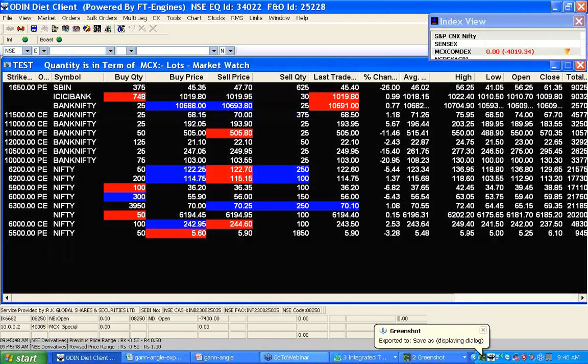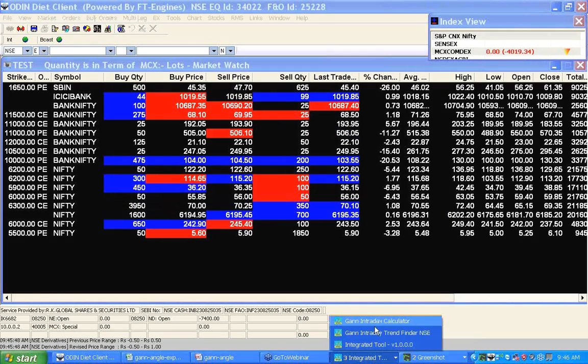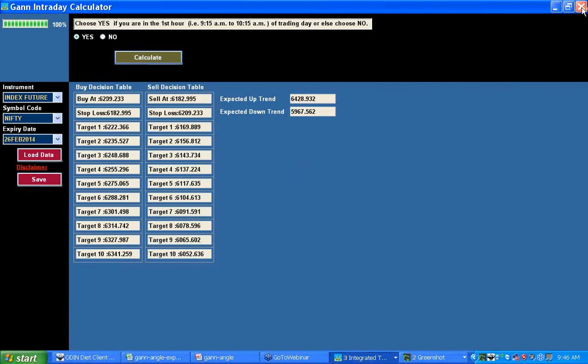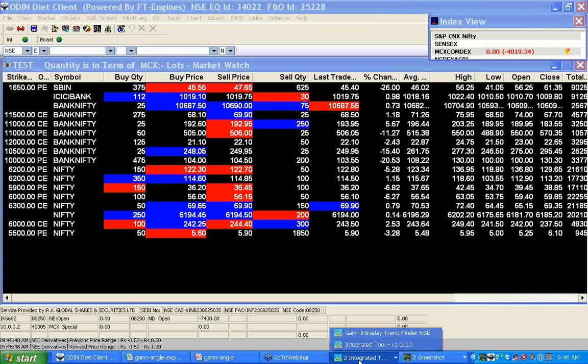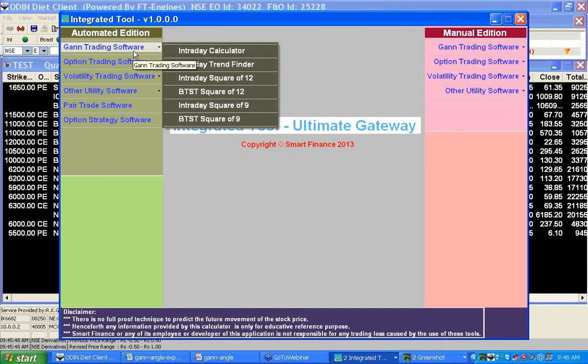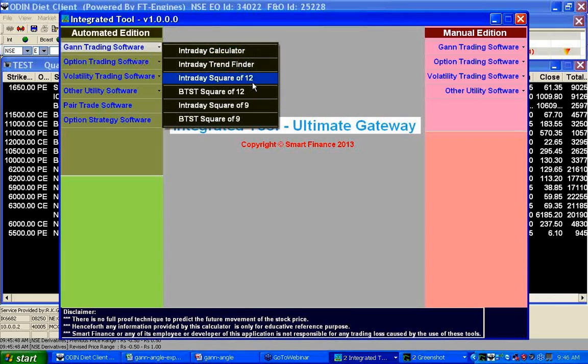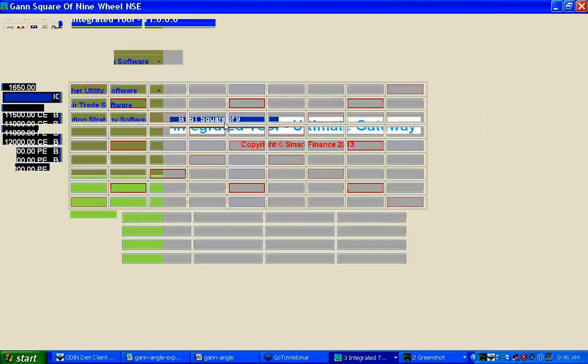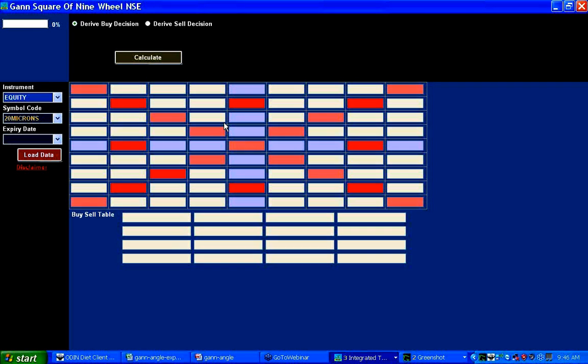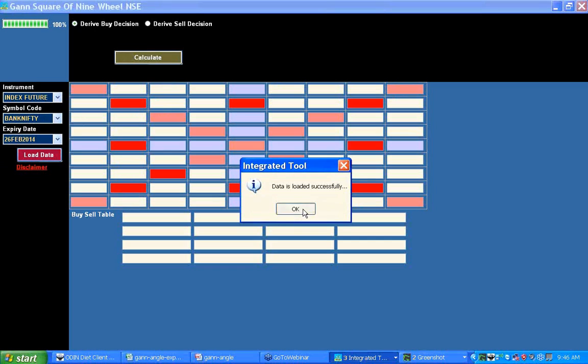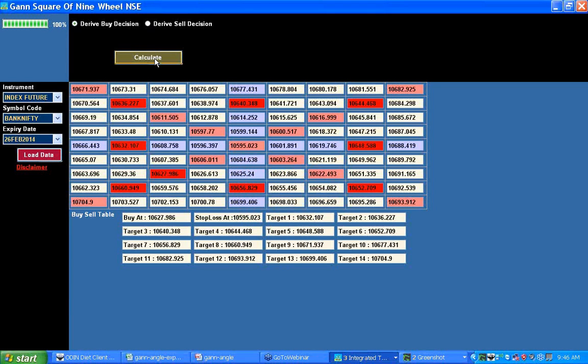At the day end, there are two parts you have seen: one is with respect to your trend, another is with respect to your trade. Similarly, it also uses many other principles. For BTST also you can take the Square of 9 principle. Suppose you want to buy index futures for BTST purposes and need to derive the buy decision, this is based on the Square of 9 principle.